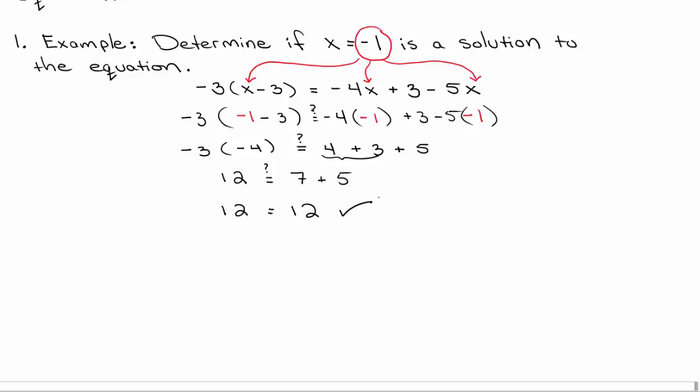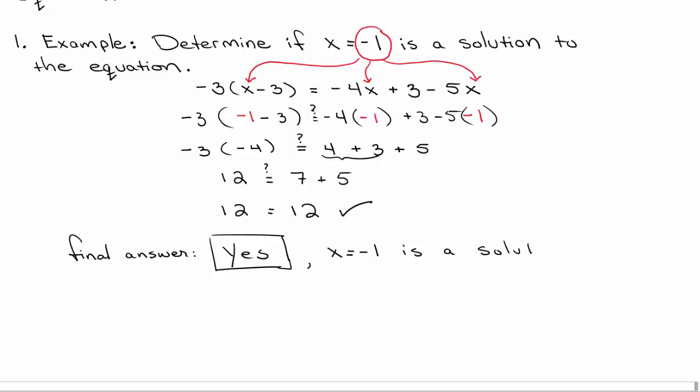Therefore, x equal to -1 is a solution. So our final answer here would be yes. Yes being the key part here. Yes, x equal to -1 is a solution. If the value of the expression on the left is the same as the value of the expression on the right, then x equal to -1 is a solution. If the values had been different, then this would have been false, and it would not have been a solution.